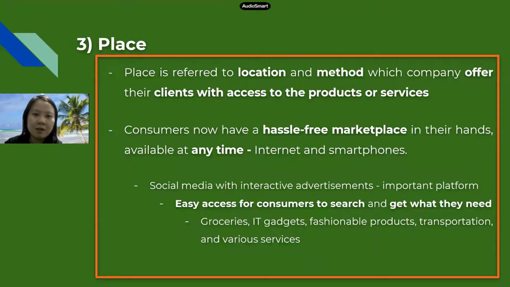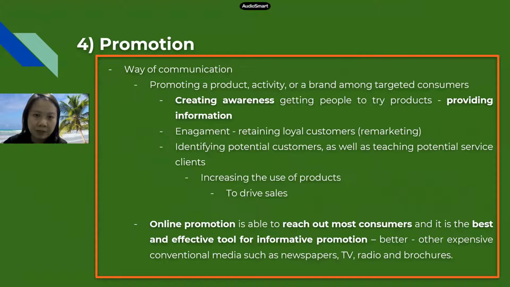Third will be place. Place can refer to a location, and also the method or platform the company can offer the target customer, which lets them access and buy our products and services. I believe nowadays is a digital generation. It's very easy for most people to use the internet and smartphones anytime, anywhere to buy products and services. If they have a hassle-free marketplace, the best example is social media. The company can use social media to advertise the products and services, so it's very easy for the target customer to find out and purchase them.